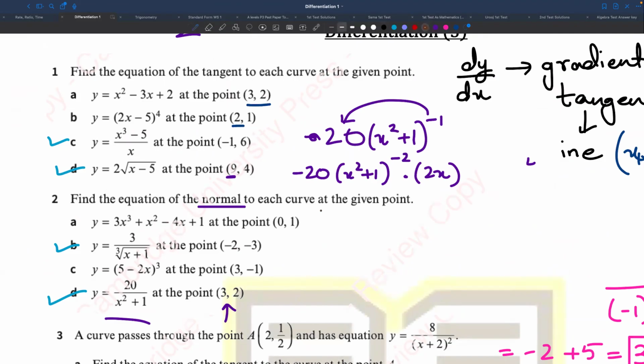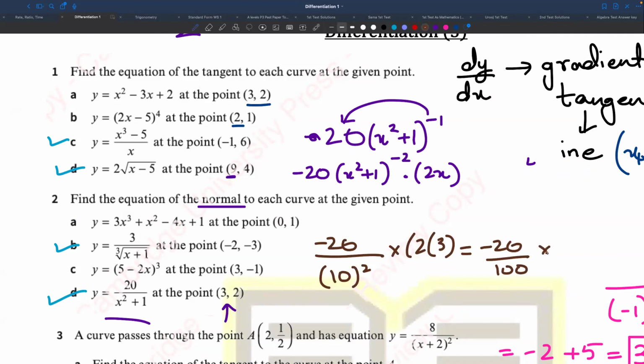So this will become minus 20 upon x square will become 3 square plus 1 is 10, right? 10 square multiplied by 2 times 3. So this is minus 20 upon 100 into 6. So minus 6 upon 5 is the gradient. Okay. Now, once you have the gradient and you have this point, find the equation.